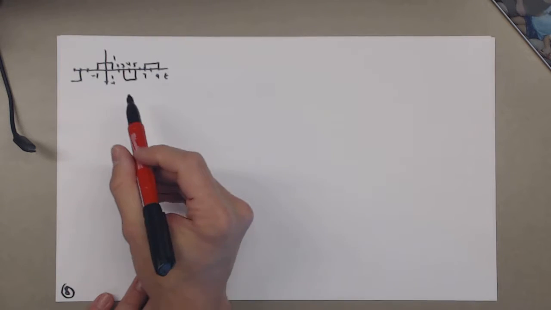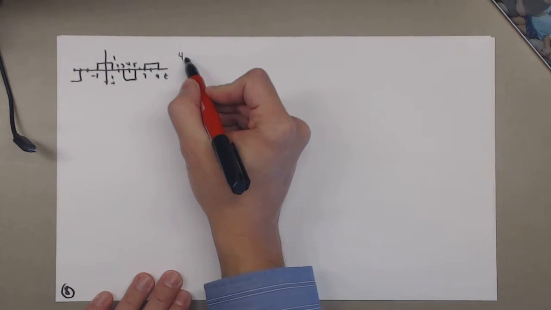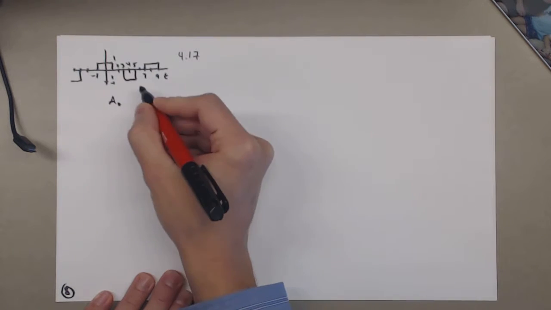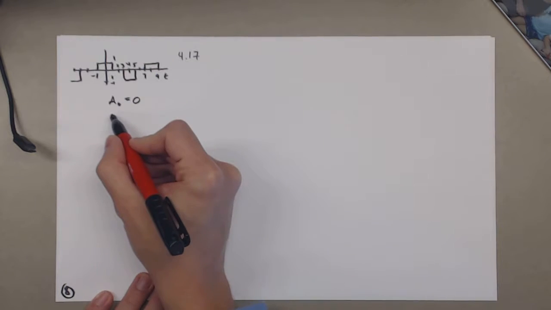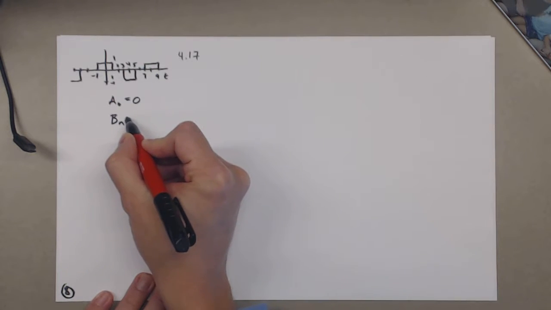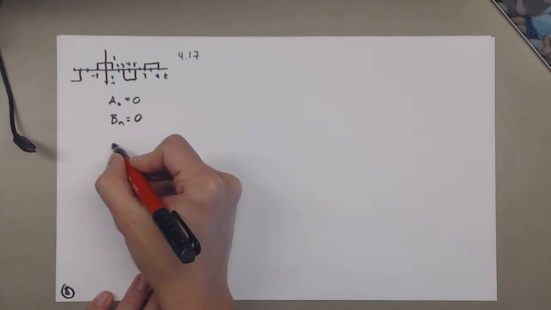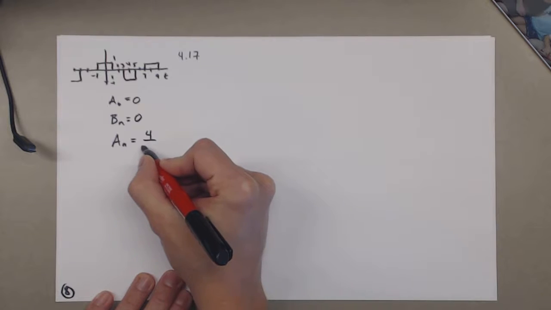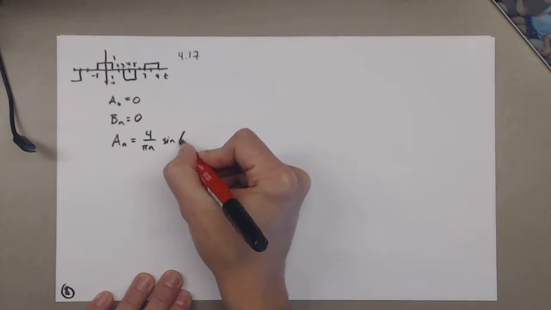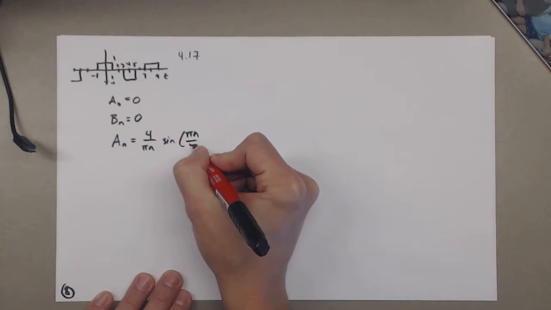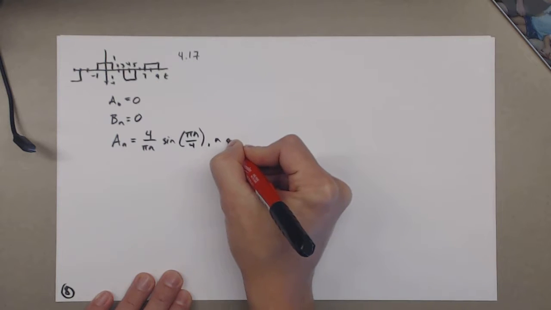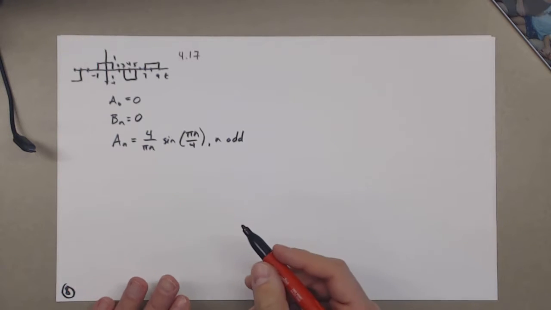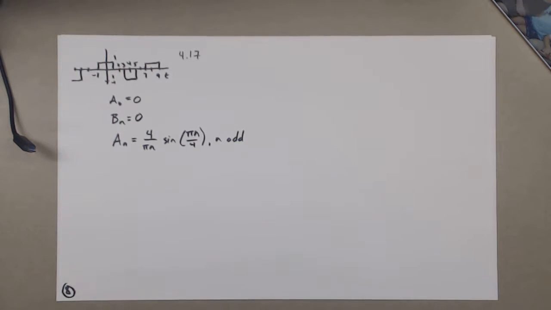In the previous video, we looked at this signal from your Turbo textbook, and it's from problem 4.17, and we figured out what the trigonometric Fourier series coefficients were. A0 is 0, the Bn terms are all 0 because it's an even function, and then we were able to calculate the An terms and found that they were 4 divided by pi n times sine of pi n over 4 for n odd.